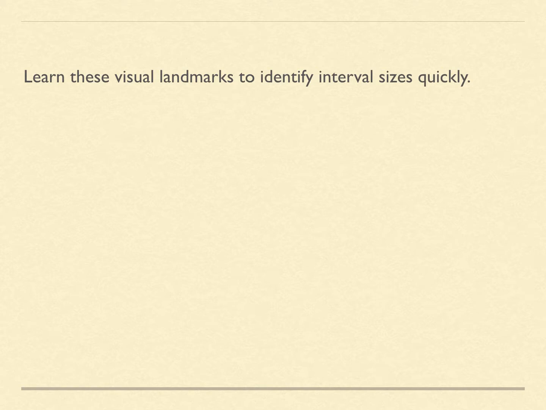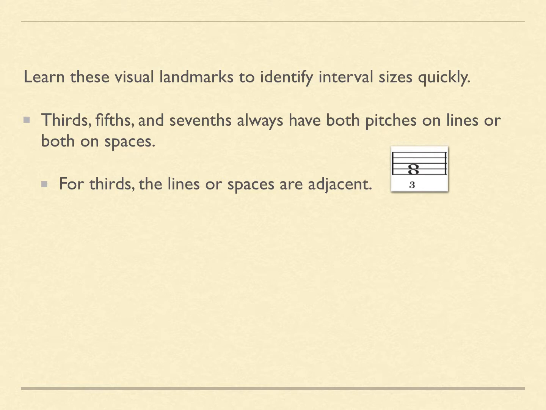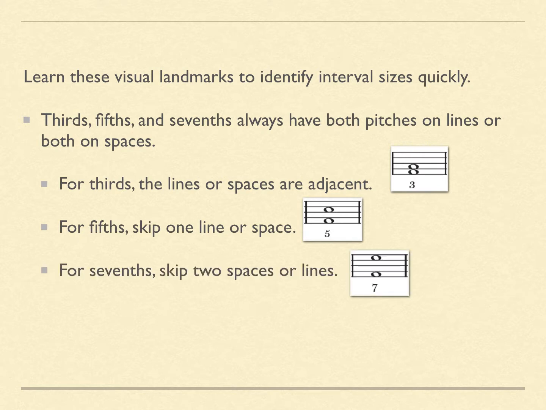So visual landmarks to remember. Thirds and fifths and sevenths, basically all your odd intervals, are both going to be on a line or a space. So for thirds, you're going to have adjacent spaces or lines. For fifths, you'll skip over one line or space. And then for sevenths, you'll skip two. So notice anytime you have an odd interval, it will occur on both of the notes on spaces or both of the notes on lines.